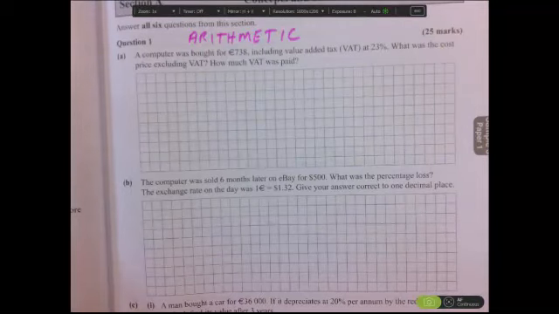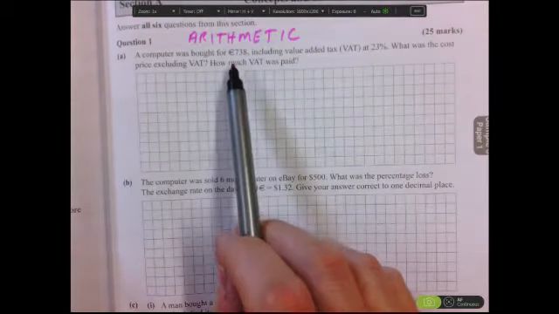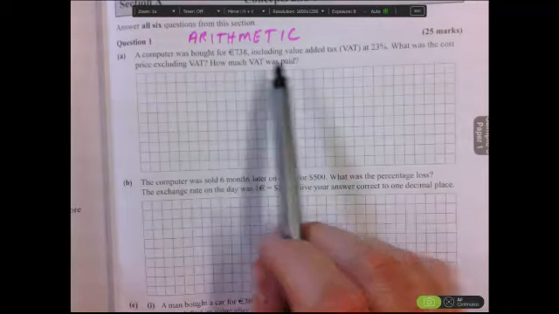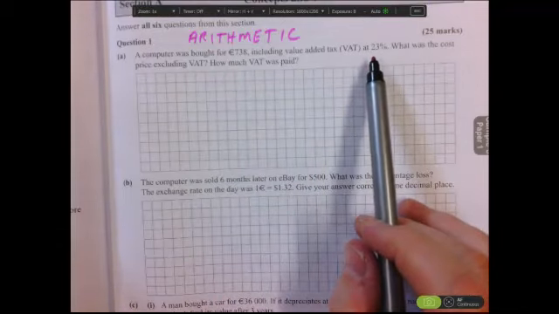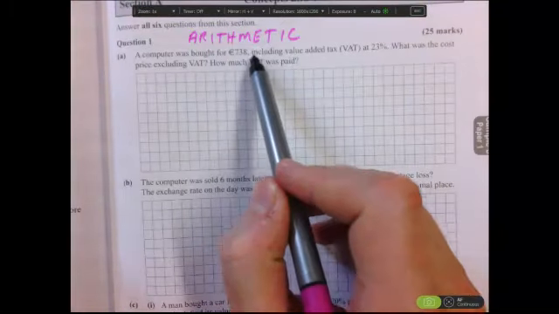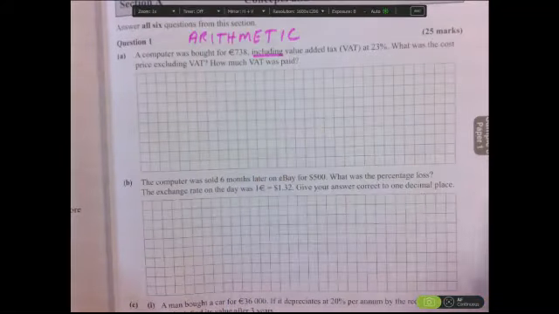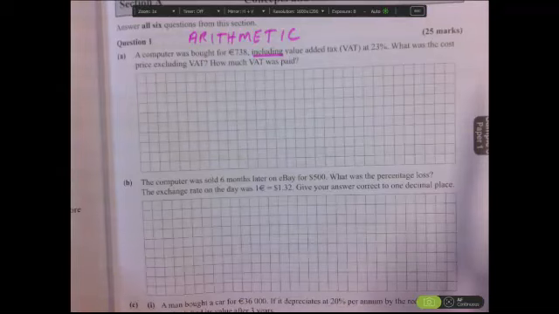It says a computer was bought for €783, including the VAT at 23%. The important thing here is the word including. It says what was the cost excluding the VAT, in other words before the VAT was added.